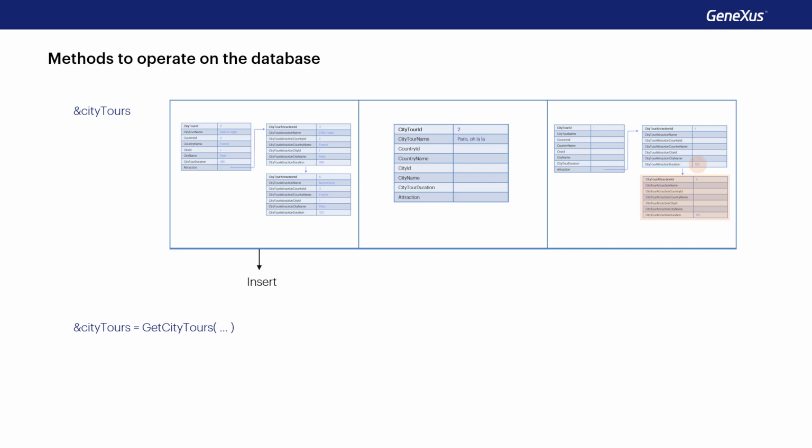It could be that the first item of the collection corresponds to information to be inserted, in this case, a header and its 2 lines. The second item is information to be changed, for example, only the city tour name of the header. And the last one is also information to be changed. In the example, 1 line is changed and another one is added.